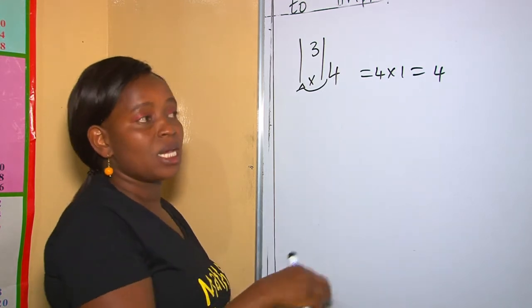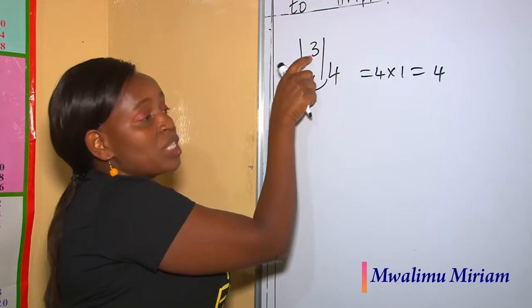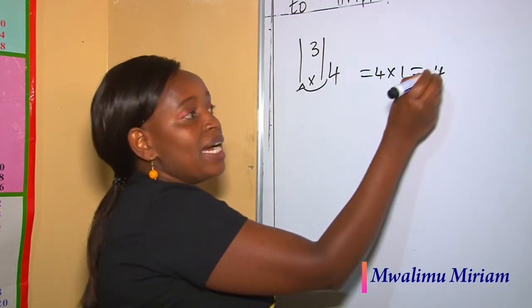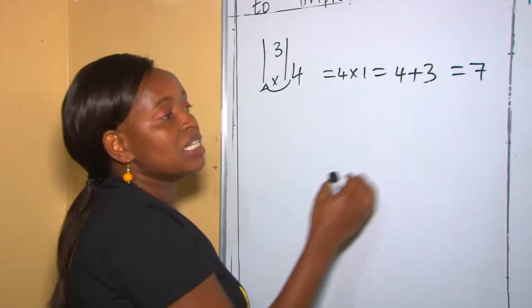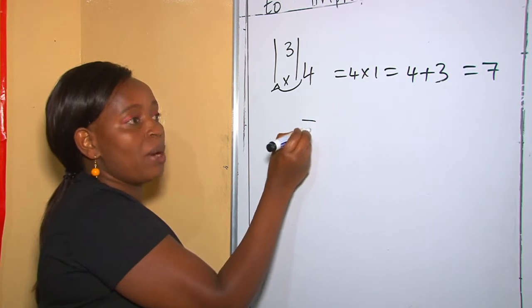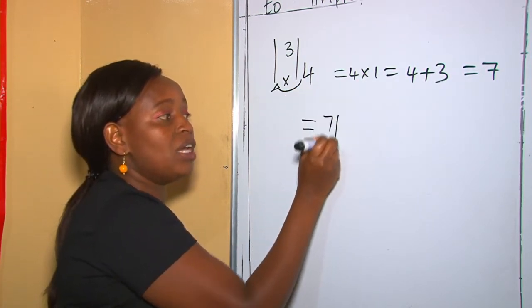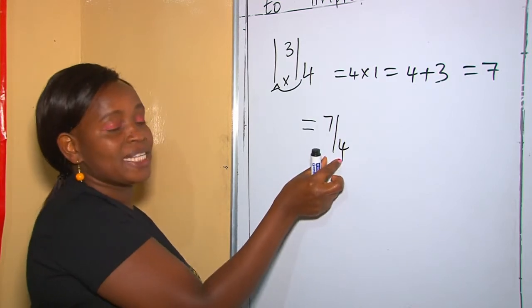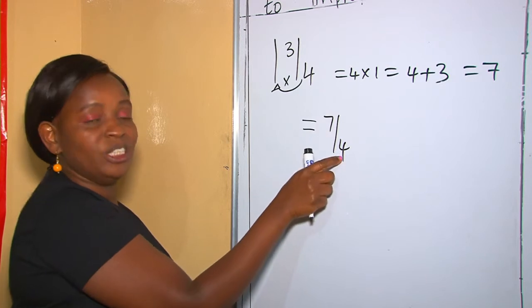Step 2 says, after getting our answer, we add our answer to the numerator. And our numerator is 3. So 4 plus 3 is 7. Step 3 says the denominator remains. So when we're writing our answer, our denominator remains as 4. So the answer is 7 over 4. As you can see, this is an improper fraction. The numerator is bigger than the denominator.